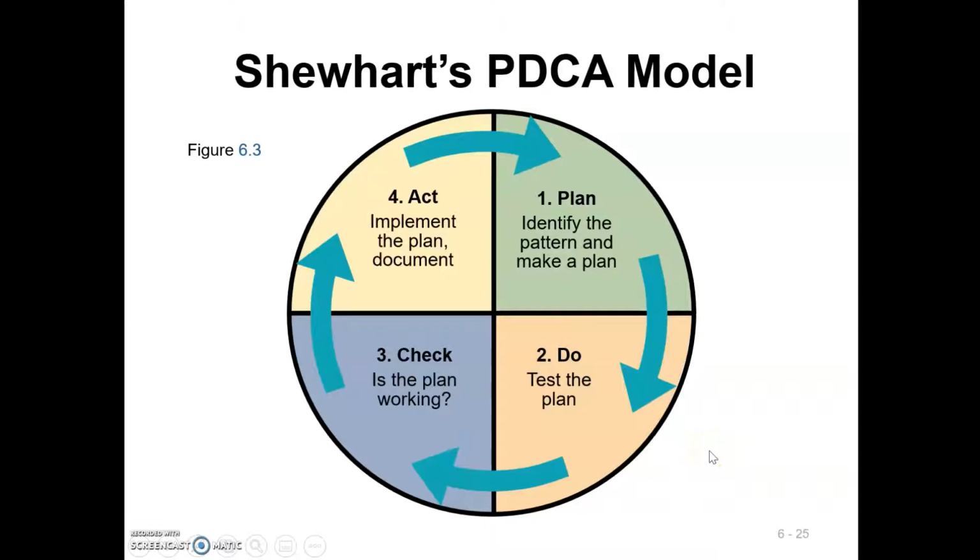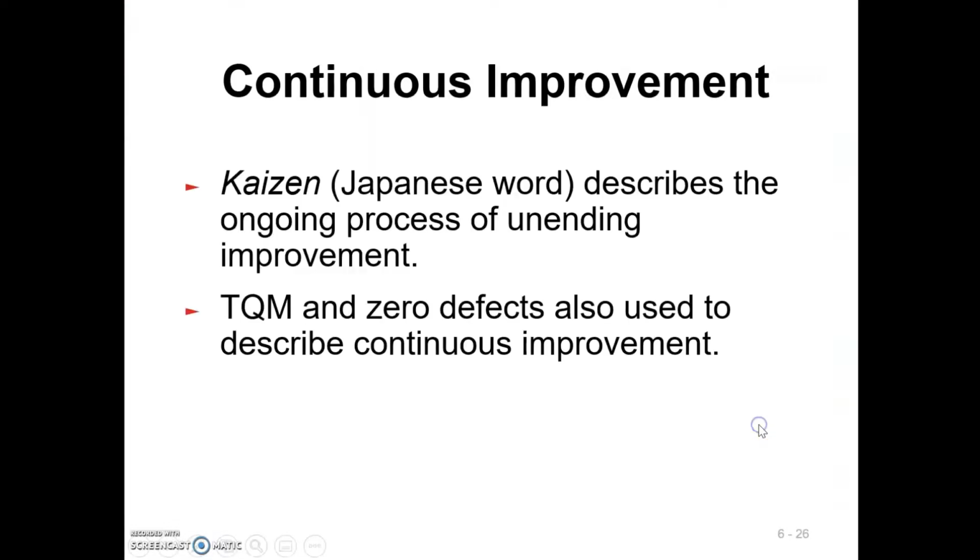So here is Shewhart's PDCA model. It consists of planning, doing, checking, and act. Kaizen is a Japanese word that describes the ongoing process of unending improvement, and TQM and zero defects are also used to describe continuous improvement.